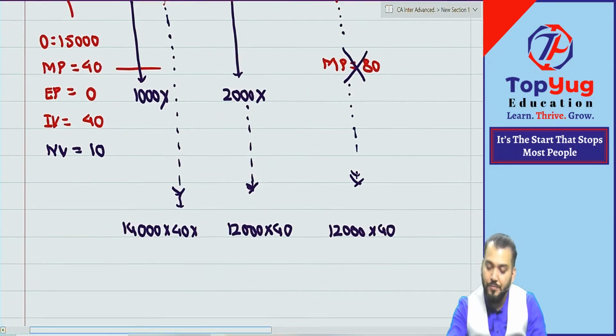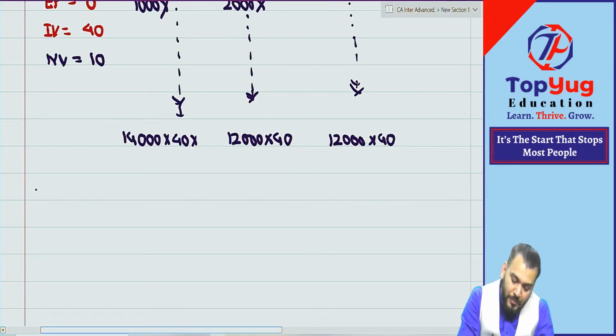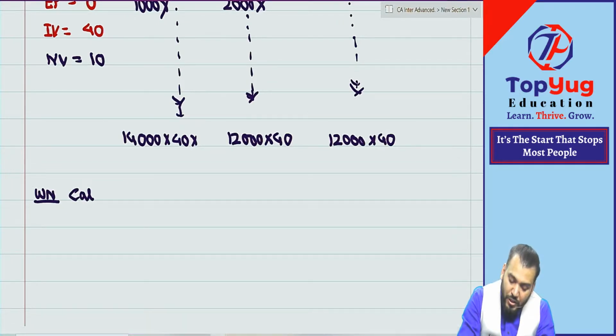Can we do the solution? Any doubt? Write down calculation of expense to be recognized. This working note is very important.